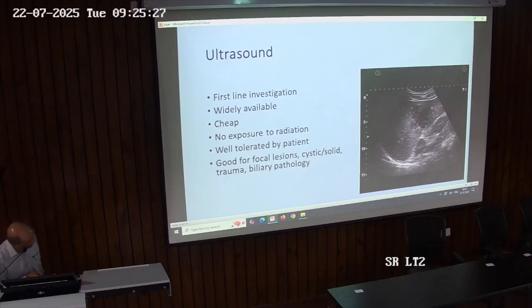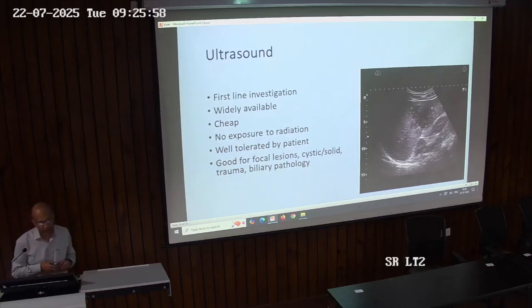See what you see here. Can you see this lesion here? Compared to the rest of the hepatic parenchyma, this is hypoechoic. So most likely this is a cystic lesion. So the advantage of ultrasound is it's widely available, it is cheap, there is no exposure to radiation, well tolerated by the patient, takes about 15 minutes to do an ultrasound scan, and it is good for detection of focal lesions to decide whether the lesion is cystic or solid.